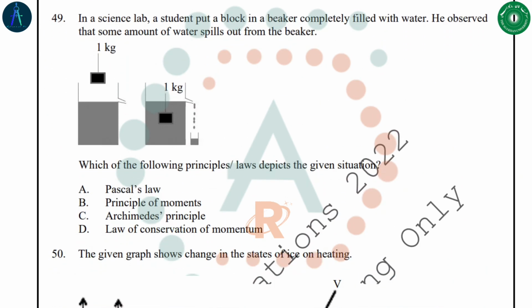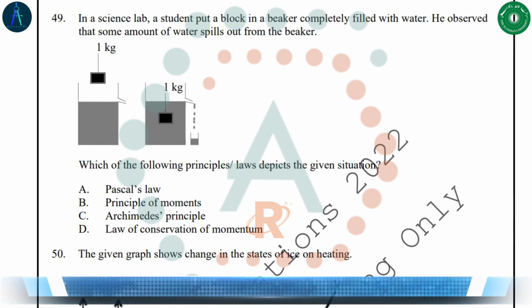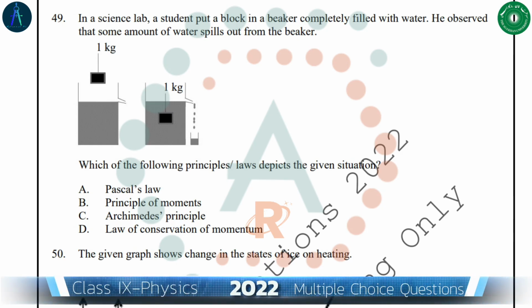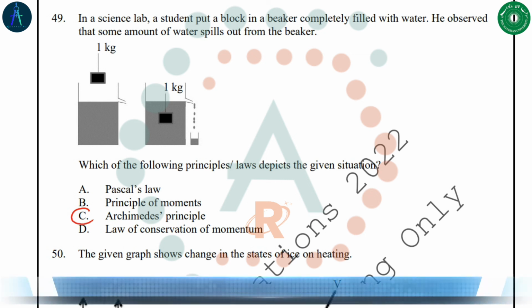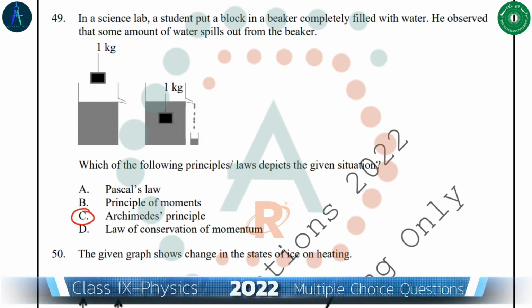In the science lab, a student puts a block in a beaker completely filled with water. He observed that some amount of water spills out of the beaker. Which of the following principles or laws depicts the given situation? So we know that this method is used to measure the volume of any irregular object, and the law that is used is the Archimedes principle.